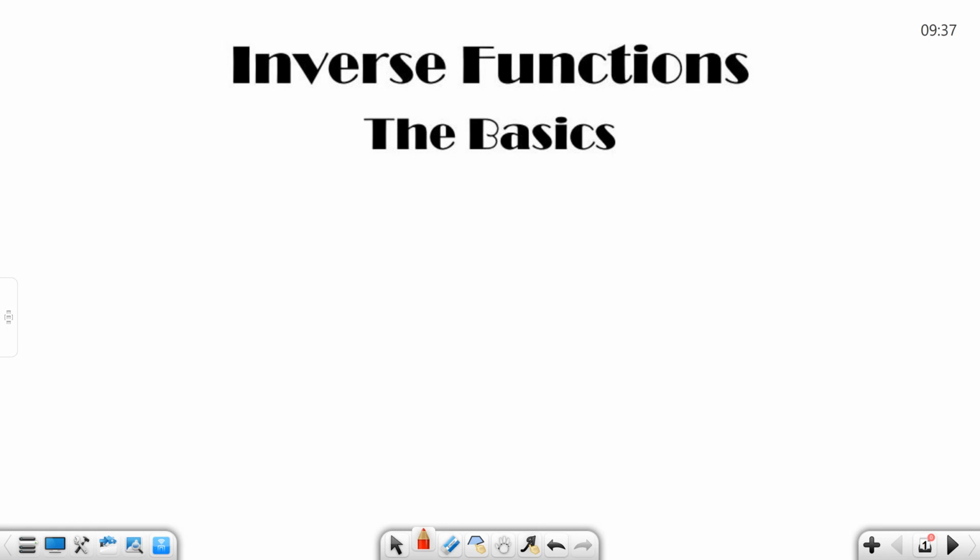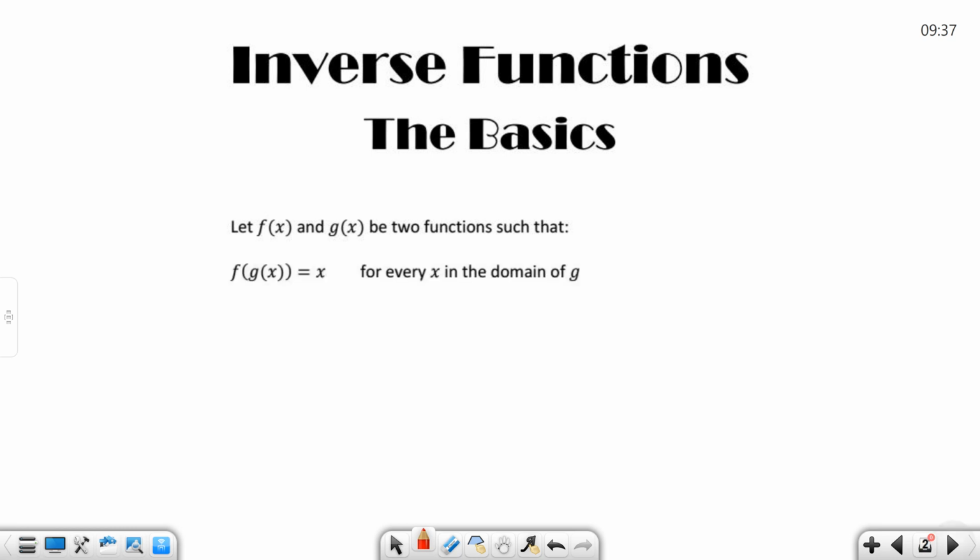Inverse functions, the basics. Let f of x and g of x be two functions such that f of g of x, that's the composition, f composed with the function g of x, equals x for every x in the domain of g. And g of f of x, so either way you compose them, they both equal x for every x in the domain of f. So f of g equals x and g of f equals x. We could have written that f of g equals x equals g of f. We could have written it that way. So that's the same thing.